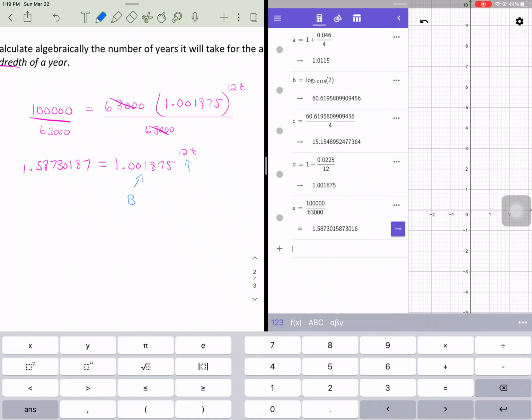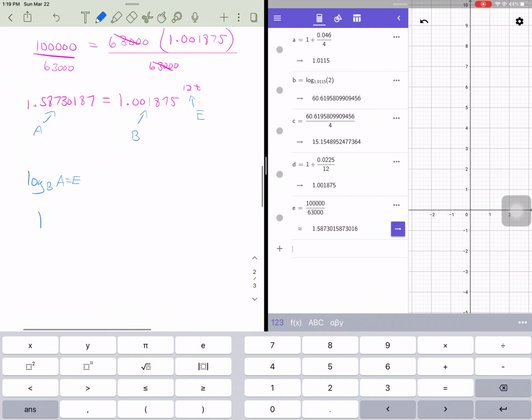And again, now that we have it isolated, base, exponent, answer, log BAE. So log base 1.001875 of the answer, 1.58730187, equals 12t.